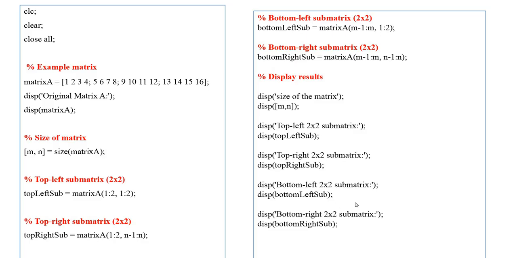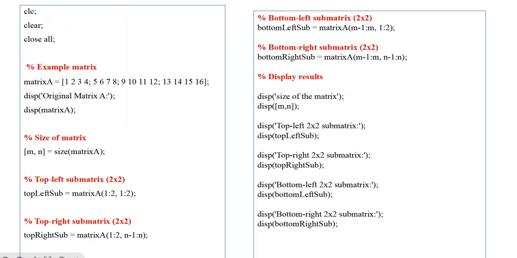Now we will see the output here. First we'll get the original matrix A, using disp matrix A. It will first display this message, original matrix A, and then the 4 cross 4 matrix which we have entered. After that it will display the message size of the matrix, 4 and 4, so it has 4 rows and 4 columns.